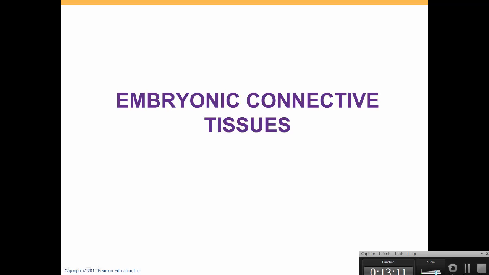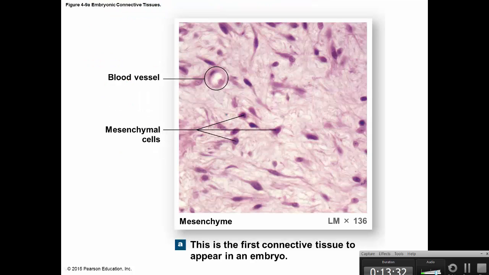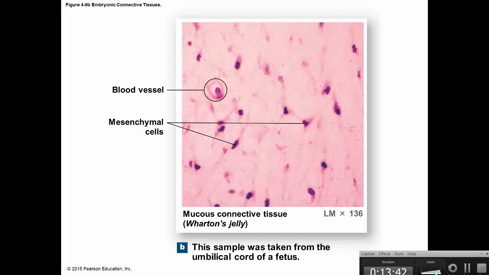We have a type of connective tissue called embryonic connective tissue. These ones are either mesenchymal or mucous connective tissue. Mesenchymal is full of stem cells, embryonic stem cells. Those two types are only in embryos. We don't have any of those two types. Here is an example of the mesenchyme, where you have cells that are loosely separated, and this is an example of the mucoid connective tissue, in which cells are surrounded by a lot of mucus.